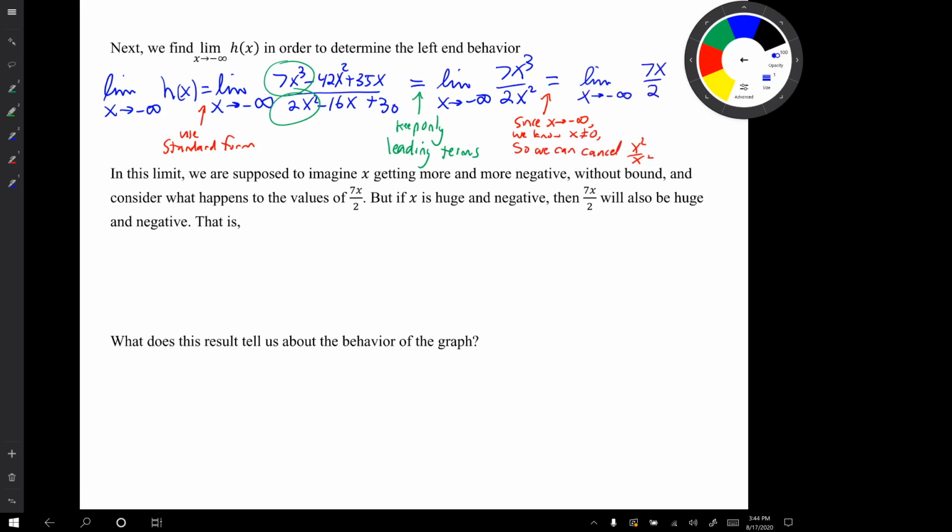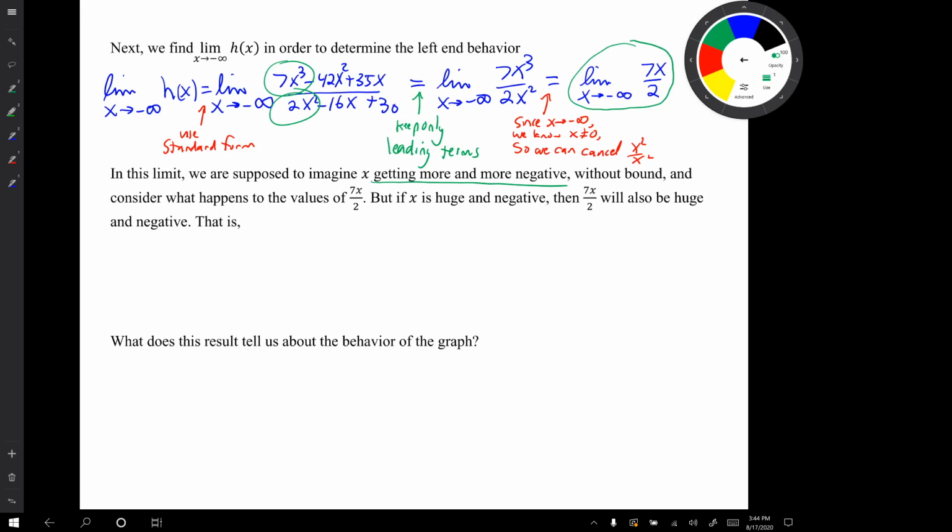So we've arrived at this. The limit as x goes to negative infinity of h of x is equal to the limit as x goes to negative infinity of 7x over 2. So we'll take the same approach. We'll think about what we're being asked to look at in this expression. We're supposed to imagine x getting more and more negative without bound.